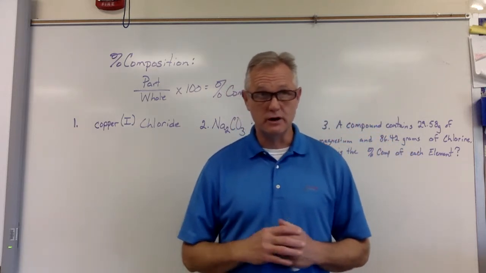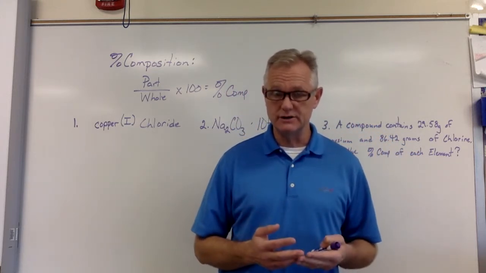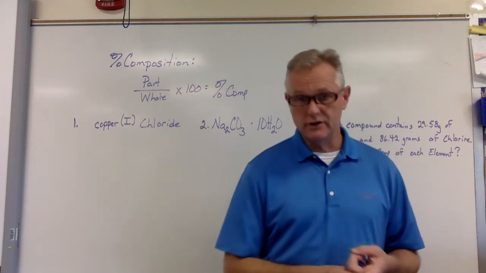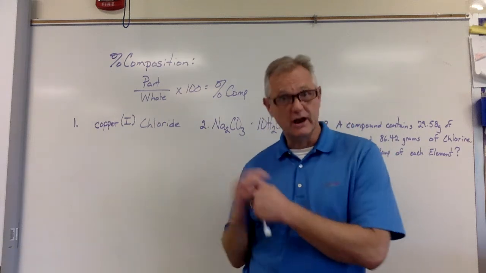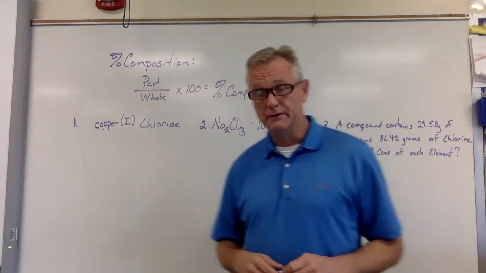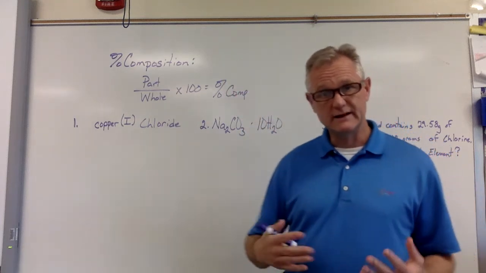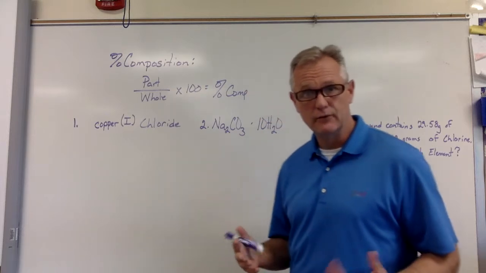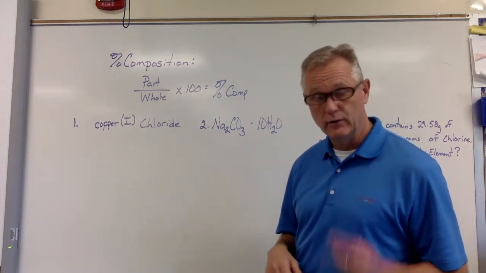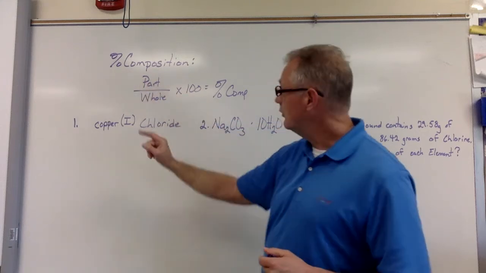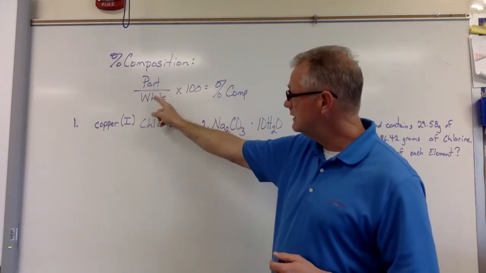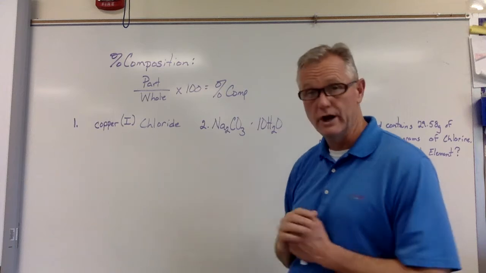Oftentimes in chemistry, we are asked to find percentages. Sometimes we're saying the percent yield, sometimes it's the percent error, sometimes it's the percent composition. But often, whenever we see this, we think that it's a lot of different mathematical formulas. But in actuality, we have one formula that we can use. Any percentage is always going to be found by saying part divided by whole times 100.